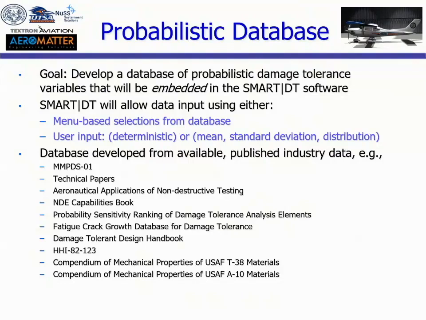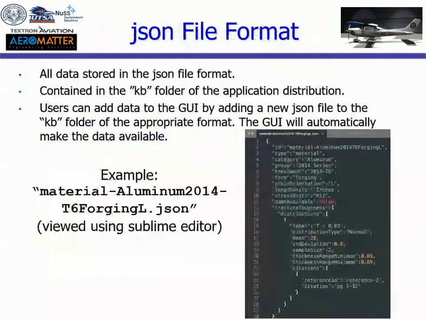Number of data sources we've used. MMPDS is a great source. In the last free version we have used; obviously there's a paid version now that's proprietary, so we only used what was the last public version. Any papers we've had, there are some NDE capabilities books that have been funded by the government that are in the public domain, the Damage Tolerant Design Handbook, a number of other ones. And so this is obviously a never-ending effort to bring the best resources together.